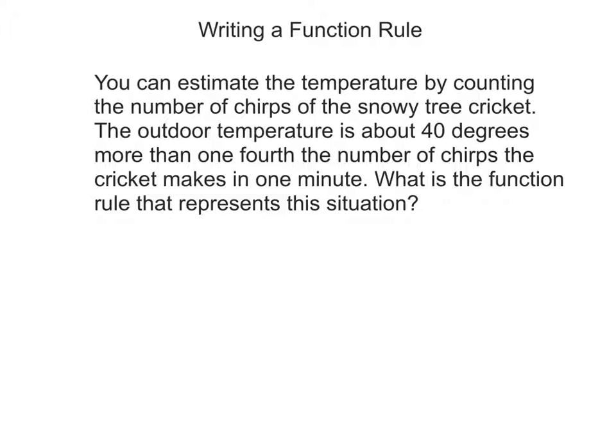Here we have a word problem about a cricket and the temperature outside. It says you can estimate the temperature by counting the number of chirps of the snowy tree cricket. The outdoor temperature is 40 degrees more than 1/4 the number of chirps the cricket makes in 1 minute. So it's asking us what the function rule would be to represent this situation.